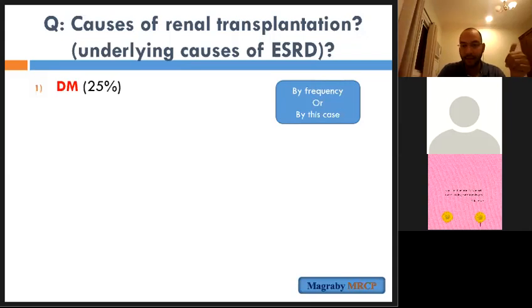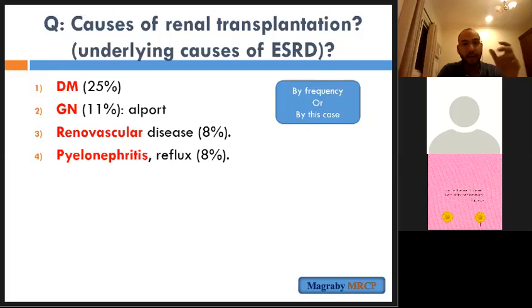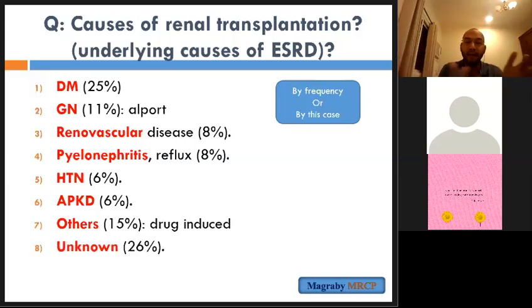diabetes mellitus, okay, followed by glomerulonephritis, followed by the renovascular diseases like renal artery stenosis, etc., followed by pyelonephritis and recurrent infection and reflux disease, followed by hypertension, followed by autosomal dominant polycystic kidney disease, followed by other causes like, for example, drug-induced and nephrotoxic medication, interstitial nephritis, like this, and there are remaining unknown causes, about 26%. So these are the causes of end-stage renal disease. Any patient who has end-stage renal disease will be under the category of these items.